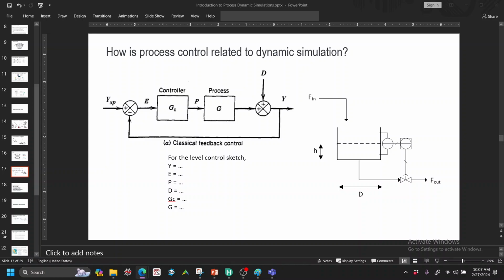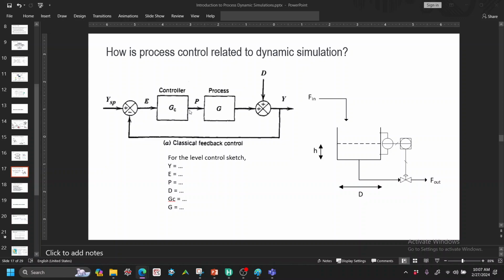The unverified person is correct about that. So your H is your Y. You input your set point here, and it compares the set point and the measured liquid level, and you get your error signal. I mentioned already that this error signal is the height set point minus the height measured.